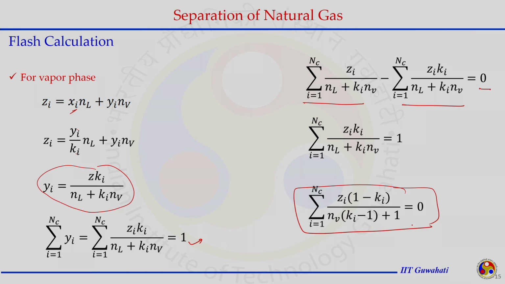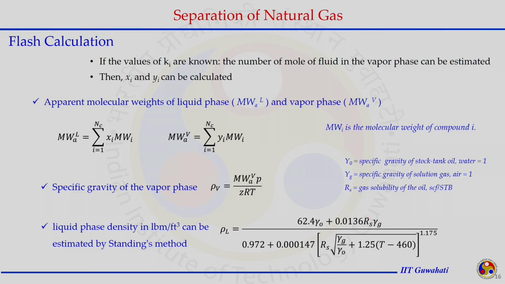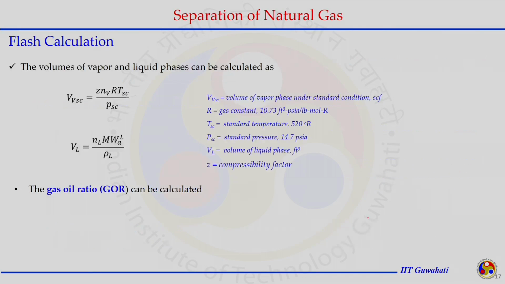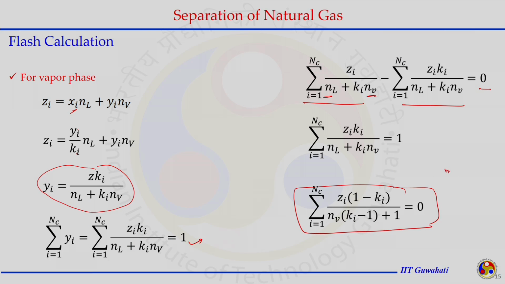Now, what we did here: we had N_L and N_V, the total moles in the liquid phase and total moles in the vapor phase. By doing the rearrangement, because we know N_L plus N_V is equal to 1, we can replace one of them, and we get the expression in the form of N_V, the total number of moles in the vapor phase.